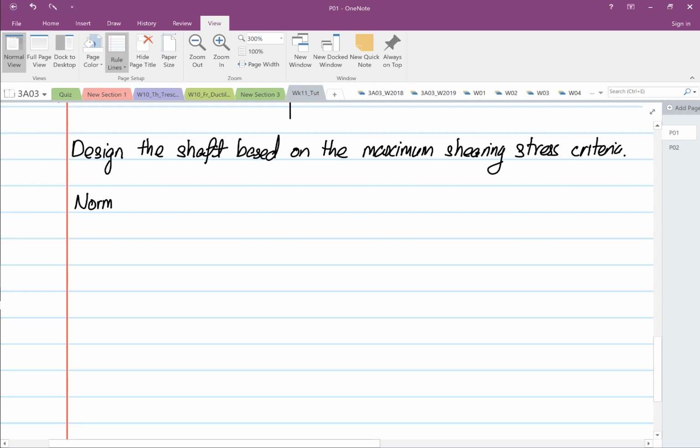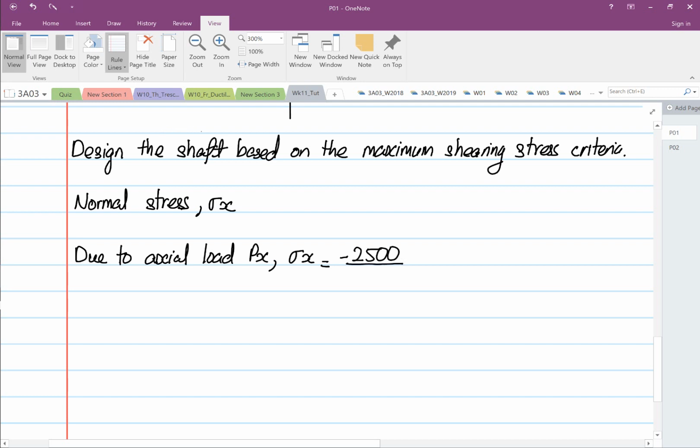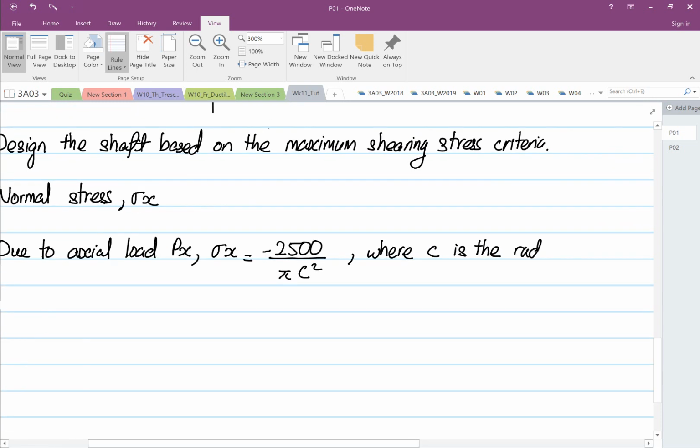So let's look at normal stress. And we know this is stress X. So due to axial load, the axial load Px, okay, so stress X is equal to minus 2500 divided by pi c squared, where c is the radius of the shaft.